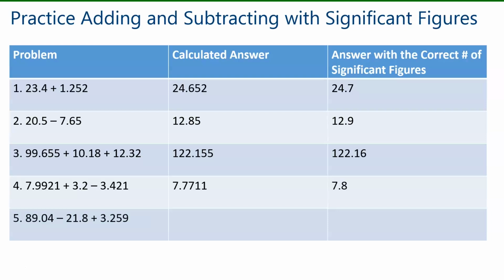And last, we have three numbers here to subtract and then add. When you put that in a calculator, you get 70.499. Our answer needs to have the least number of decimal places as the number in our problem, which is one decimal place, and we need to use our rounding rules. When we do that, we get 70.5.